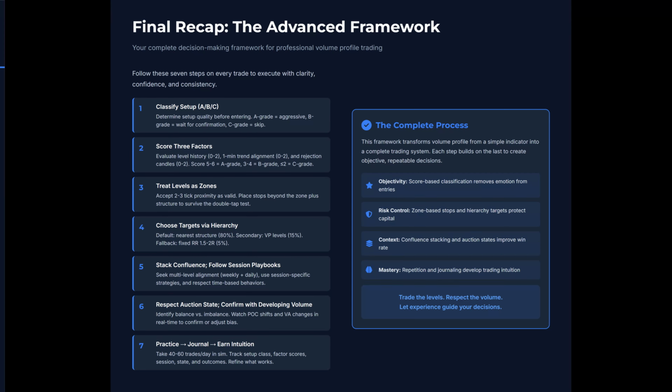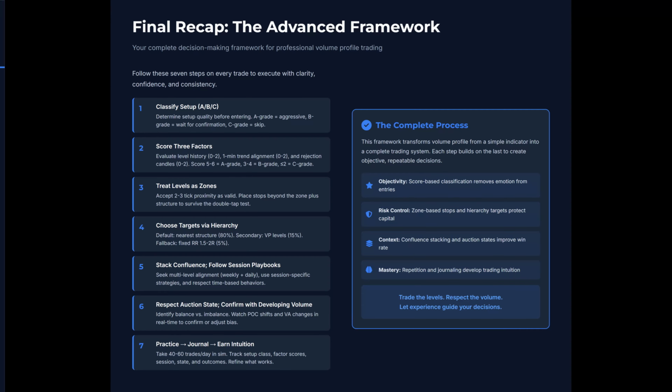Your fallback target is a fixed risk-reward ratio of 1.5 to 2R. Use this for approximately 5% of trades when structure and volume levels are unclear or too far away. If you're risking 10 points, target 15 to 20 points. This ensures consistent risk-reward discipline even when the chart doesn't provide clear, structural, or volume-based targets.